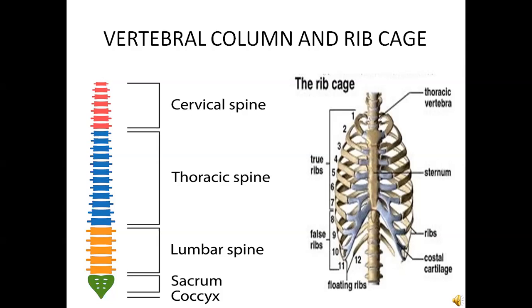The rib cage is made up of 12 pairs of curved bones. The first 1 to 7 pairs are called true ribs, the 8th, 9th, 10th and 11th pairs are called false ribs, and the last, the 12th pair, are called floating ribs.